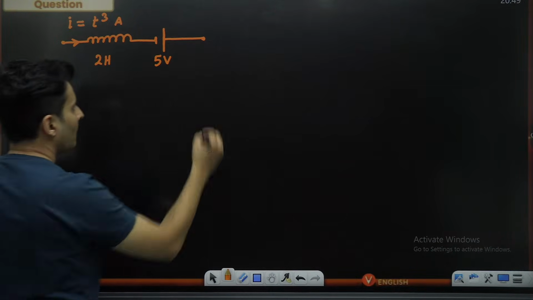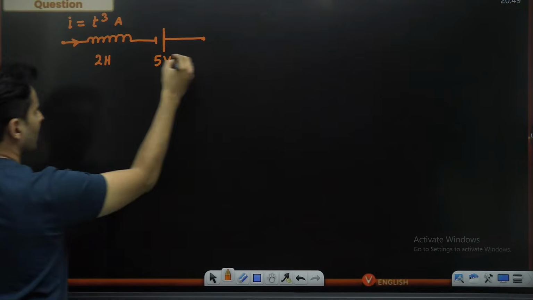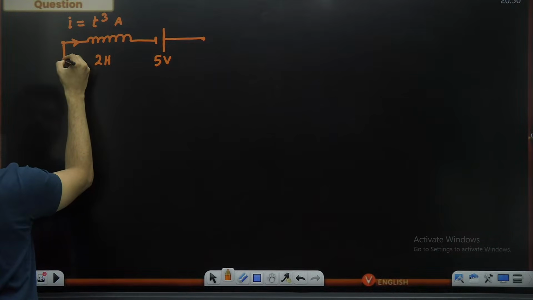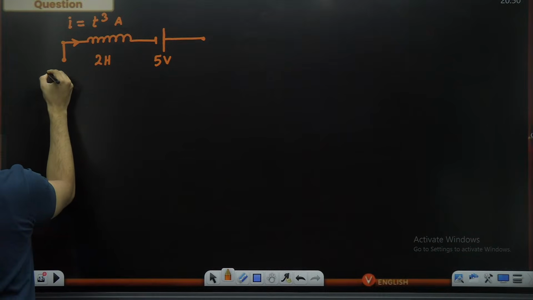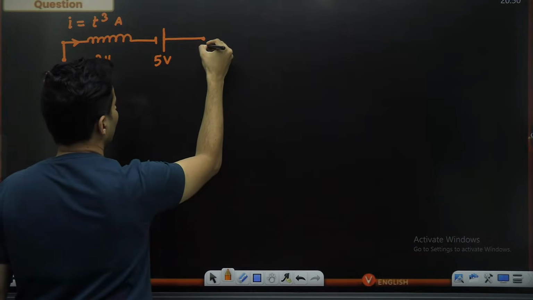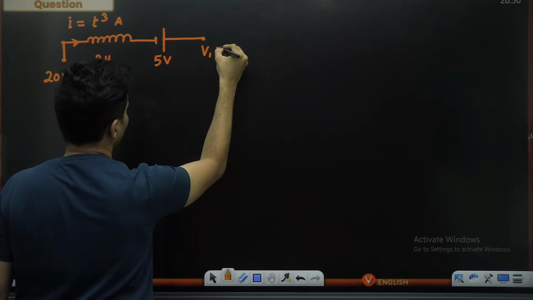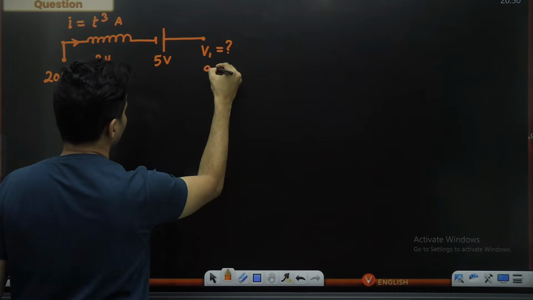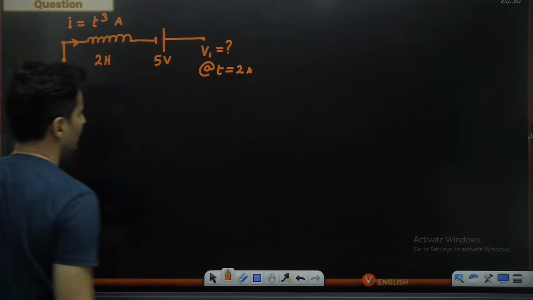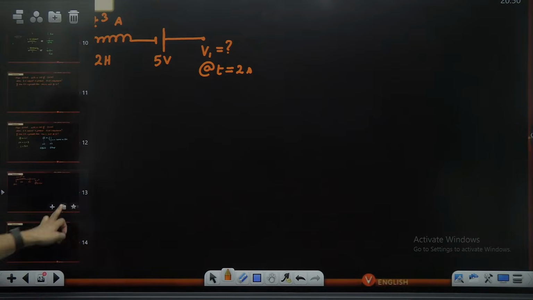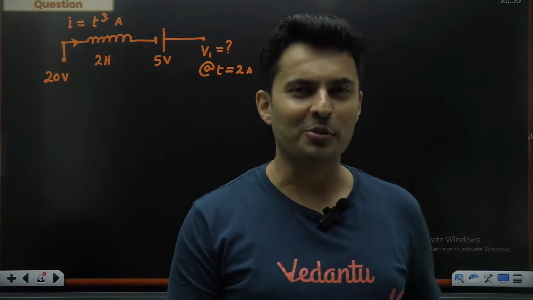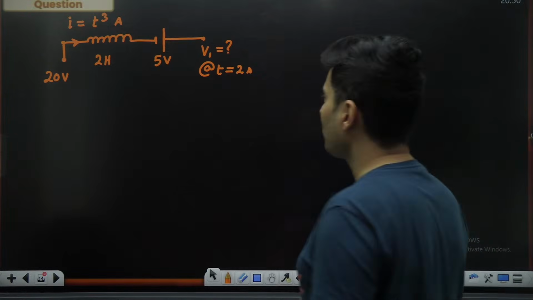Question is, if this particular terminal is measuring, let's say, 20 volts, can you figure out what is the voltage at this terminal at t is equal to 2 seconds? At 2 seconds, can you figure out what is the voltage at that particular terminal? Very nice question. Let's think about it.